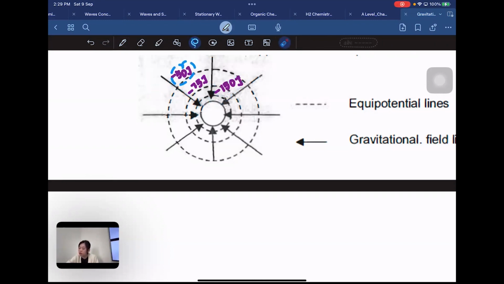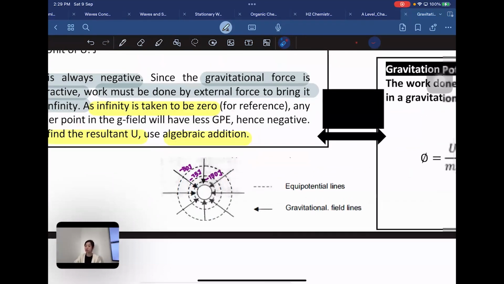However, if my object is here at one point and here at the other point, does that mean that I lose GPE? No, I'm still within the same gravitational potential energy line. So even if I'm here, my gravitational potential energy is still -50. You guys understand? I will only change GPE if I move inwards or outwards in between the lines. Okay? So this is gravitational potential energy.